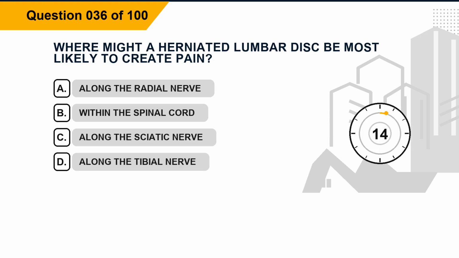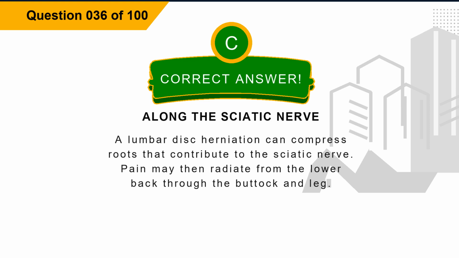Question 36. Where might a herniated lumbar disc be most likely to create pain? Option A, along the radial nerve. Option B, within the spinal cord. Option C, along the sciatic nerve. Option D, along the tibial nerve. The correct answer is option C, along the sciatic nerve. Explanation: a lumbar disc herniation can compress roots that contribute to the sciatic nerve. Pain may then radiate from the lower back through the buttock and leg.